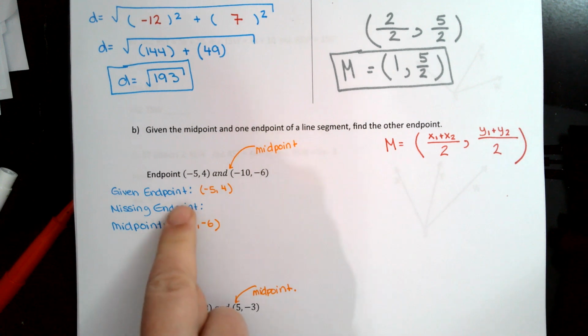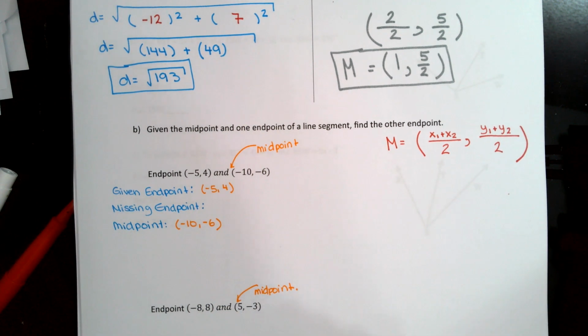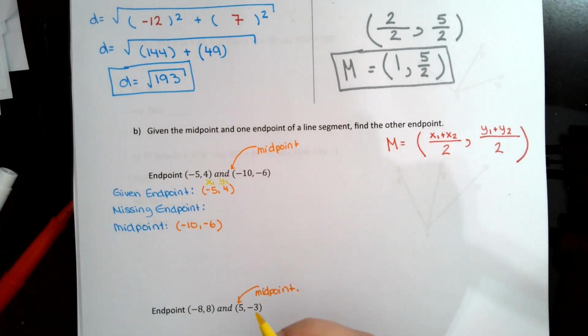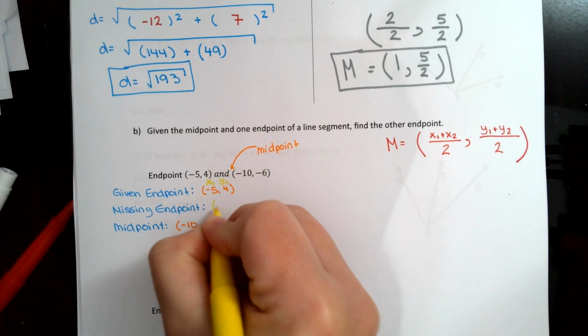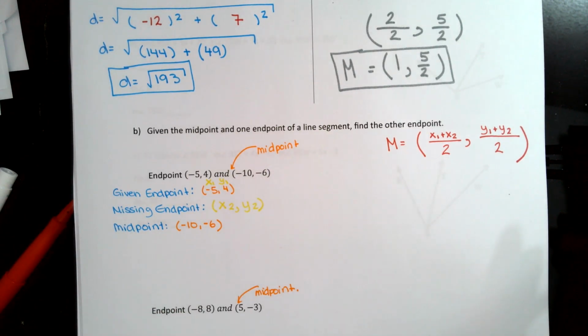Okay, so let's go back to our missing endpoint. For the missing endpoint, you're going to be labeling the given and the missing. Let's label this x1, y1. The missing endpoint is going to be x2, comma, y2, and it's always going to be the same. It's always going to be your x2 and y2.